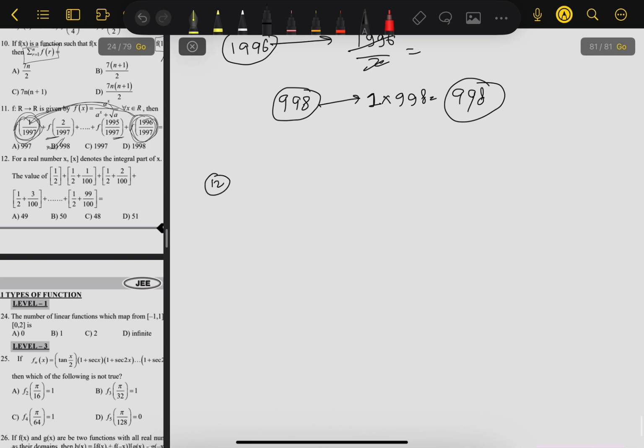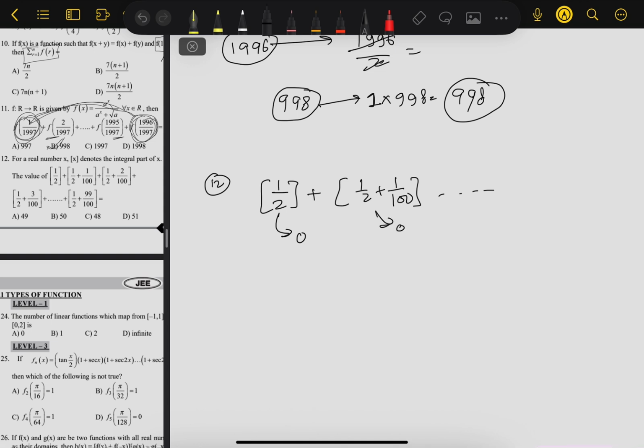Now question number 12. Here for a real number x, box x is the integral part of x, so we need to find the value of this box of half and box of half plus 1 by 100, like this one. As you can see, this will become 0, this will also become 0, because this number is actually 0.51, and box of 0.5 is equal to 0, right?